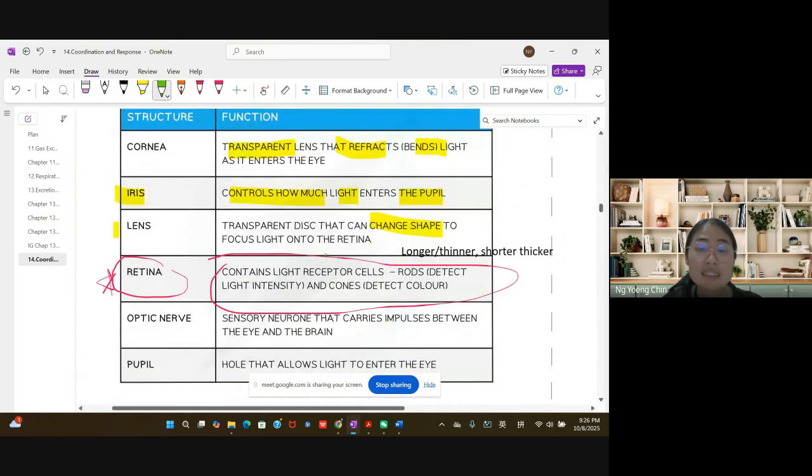Inside the retina, there are a lot of light receptor cells. There are two light receptor cells, rods and cones. Rods help to detect high light intensity in the daytime. Oh, sorry. Rods help to detect light intensity in the nighttime. Not daytime, it's nighttime.